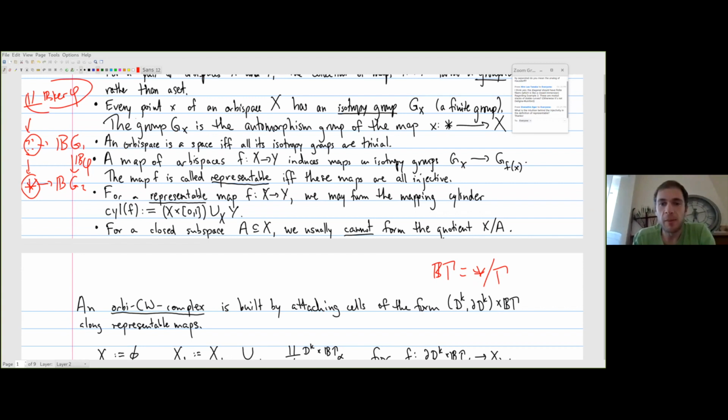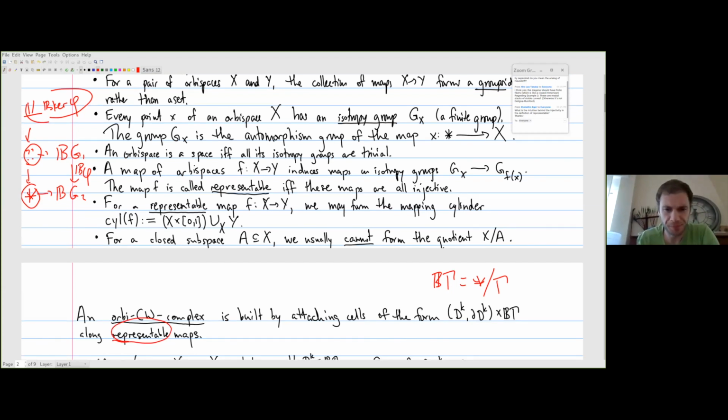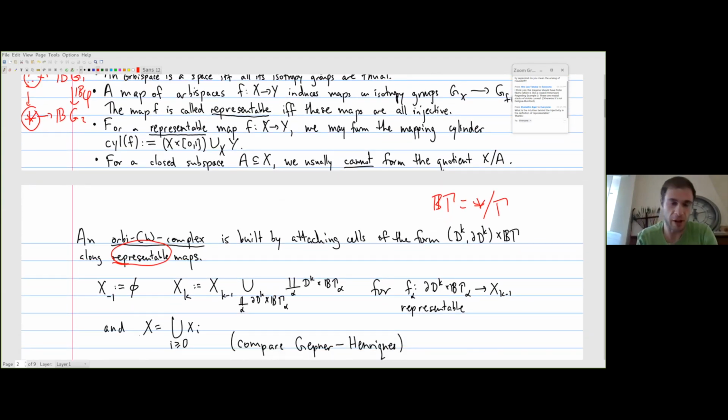Okay, so going on. An Orbi CW complex is built by attaching these cells along representable maps. You can only attach along representable maps. Here I've just written out the usual definition of the CW complex. You start with the empty set, and that's the -1 skeleton, and the K skeleton is obtained from the K-1 skeleton by attaching some number of disks along these attaching maps, and they're assumed to be representable. This notion of cellular Orbispace was introduced by Geffner and Enriquez.